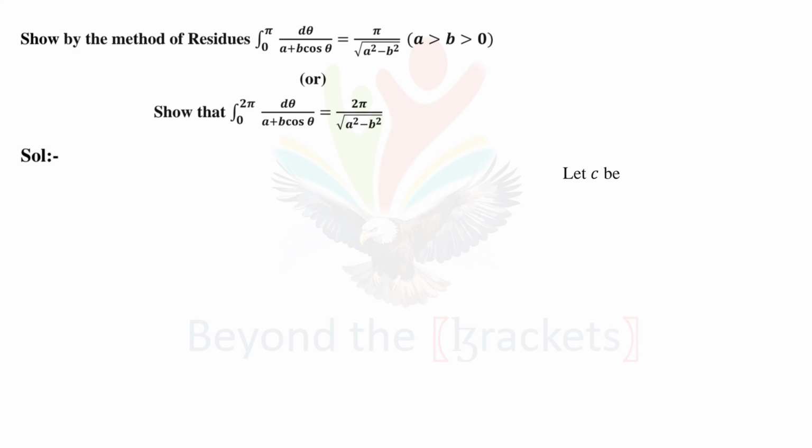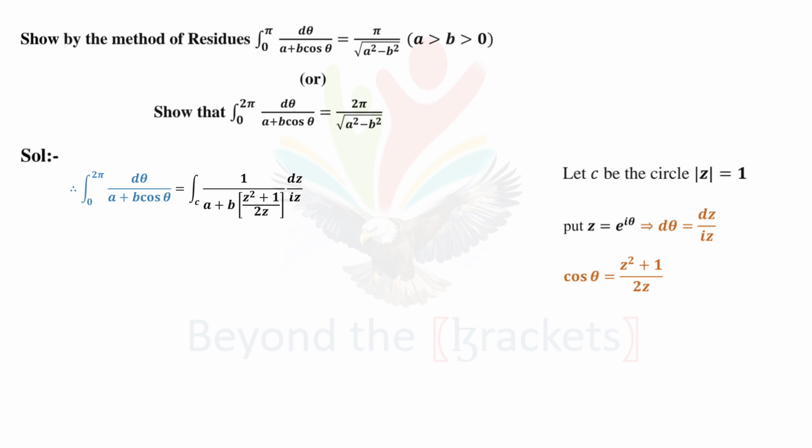Let's work with the circle |z| = 1. Put z = e^(iθ) so that dθ = dz/(iz) and cos θ = (z² + 1)/(2z). Now consider the given integral. Substituting these values in the integral, dθ will be replaced by dz/(iz) and cos θ will be replaced by (z² + 1)/(2z).